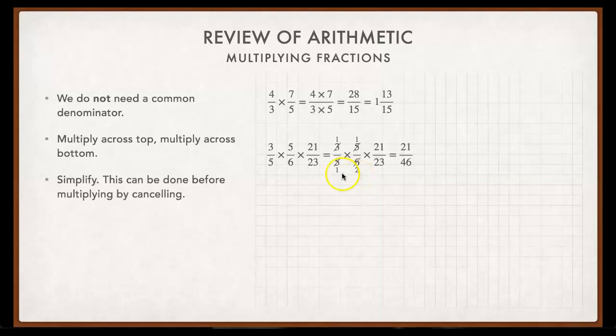So instead of having this original problem, we have 1 over 1 times 1 over 2 times 21 over 23. And now we multiply across the top and get 21, multiply across the bottom and get 46. A lot easier in terms of the arithmetic, and also we don't have to go and figure out if there's any simplification left to do here.